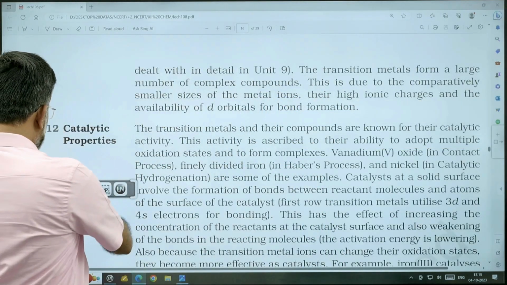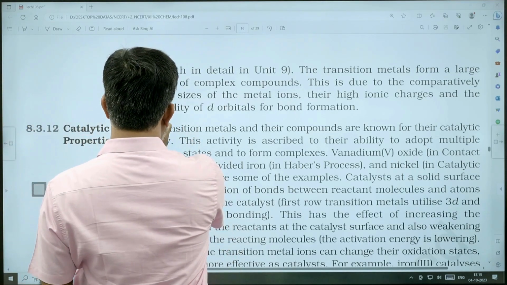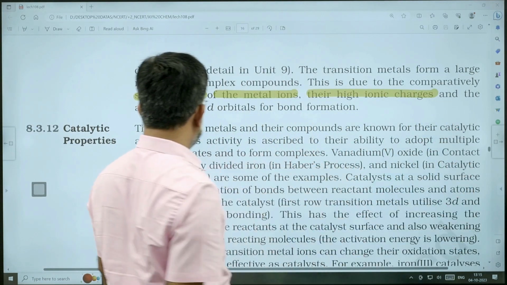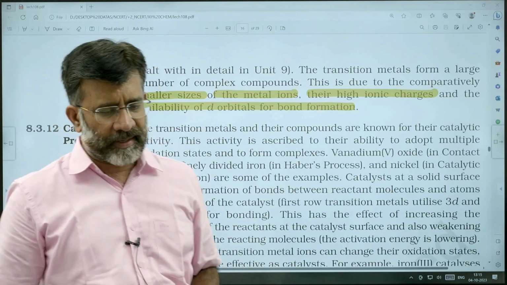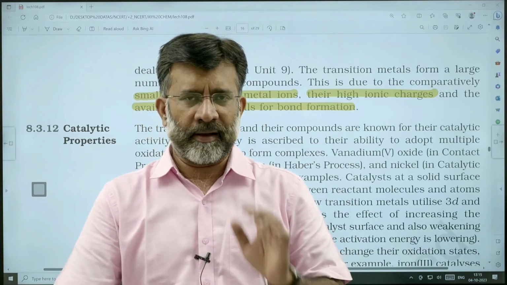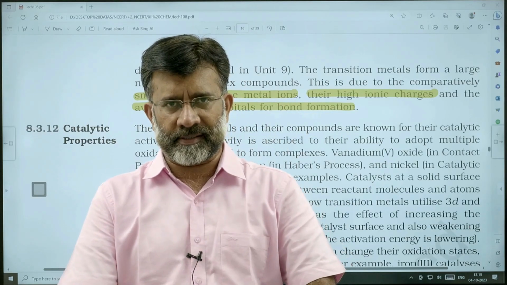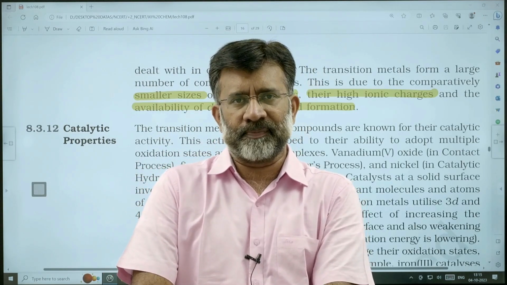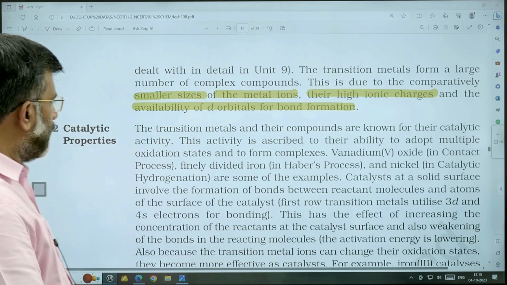Right. And what is the major cause of exhibiting such complex molecules? The comparatively small size of the metal ion and their high ionic charge, and the availability of d orbitals. Three points we can highlight according to the textual content: small size of the ion, high charge of the ion, and availability of d orbitals. Why are the transition metals able to form complex compounds? The major three points we can highlight as it is quoted in the textbook.